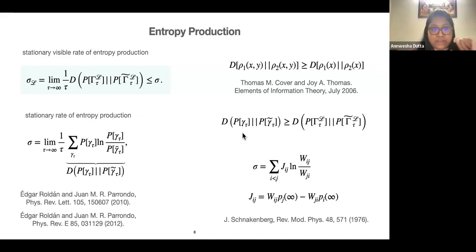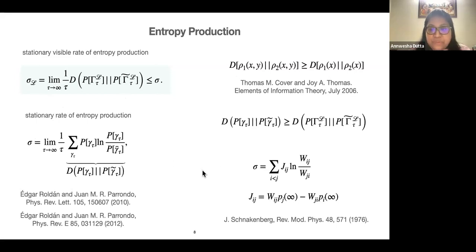But here there's a point: when we have the whole trajectory, we are actually involved with a larger number of random variables in our system. But since we are looking at only a subset of the trajectory, we can say that sigma L, that is the stationary visible rate of entropy production, will be less than the stationary rate of entropy production that we can compute.